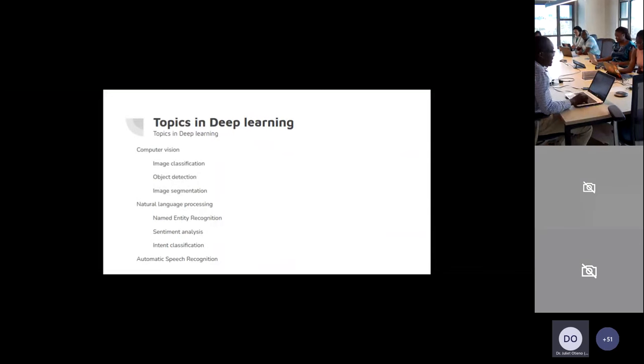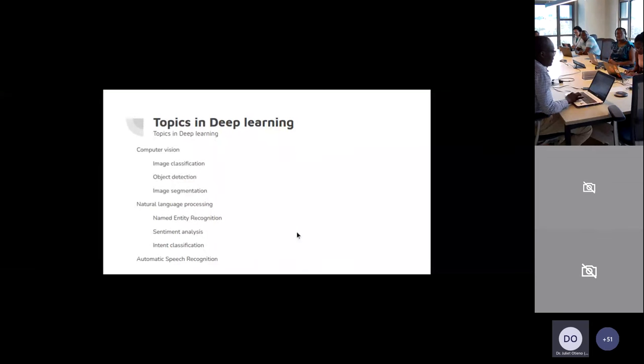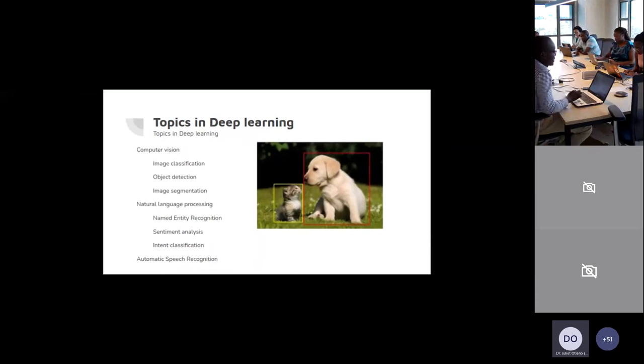ask the neural network to tell apart pictures and determine what they are. In the previous slide, we saw what the zebra was, what the giraffe was, and what the rhino was. It might be more useful if you actually knew where in that picture the different objects of interest are. And that's what object detection is. In here, we know that this picture has a dog, a cute puppy, and a kitten. And we also know, using those bounding rectangles, where they actually are located.